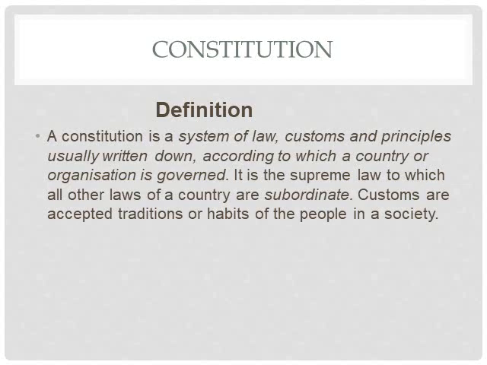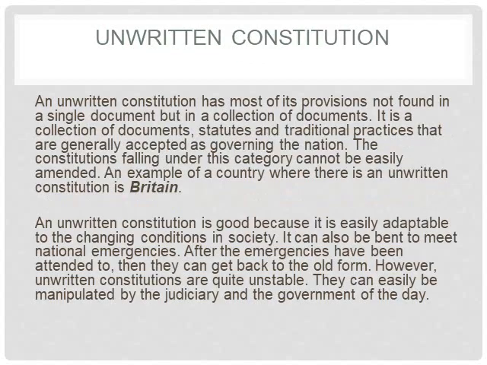A constitution is a system of law, customs, and principles, usually written down, according to which a country or organization is governed. It is the supreme law to which all the laws of the country are subordinate. Customs are accepted traditions or habits of the people in society. We're just defining the constitution so that we know where we're coming from. Now, let's look at the types of constitutions that we have. We have an unwritten constitution.